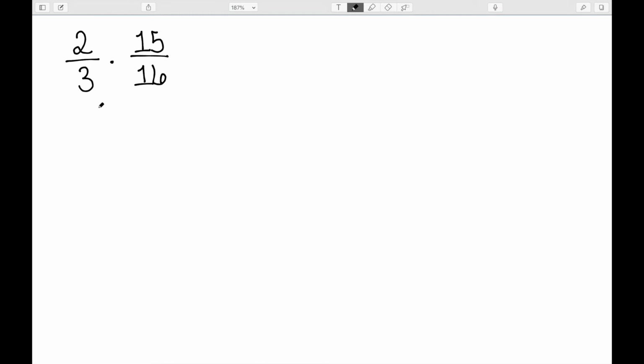Let's look at 2 over 3 times 15 over 16. Let's start by multiplying. 2 times 15 is 30. And then 3 times 16 is 48. And then we can see that these do have something in common. In fact, they have a 6 in common. Dividing the top by 6 gives me 5. Dividing the bottom by 6 gives me 8. So my solution would be 5/8.